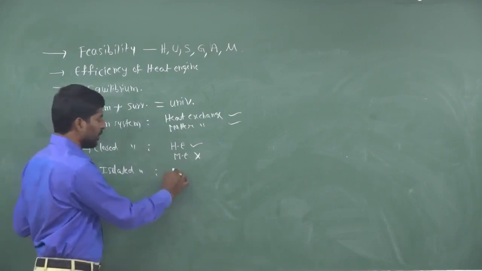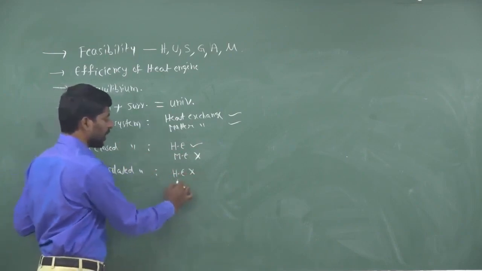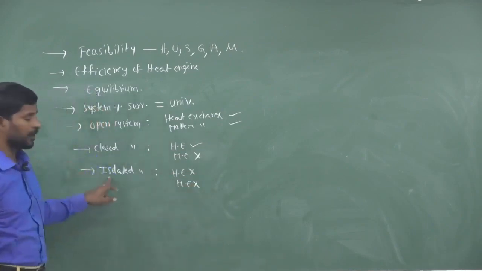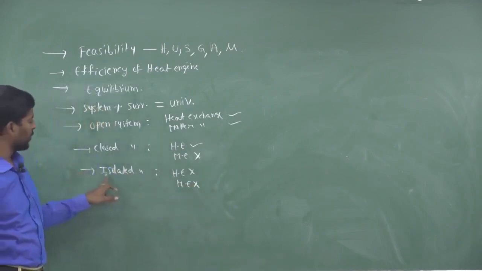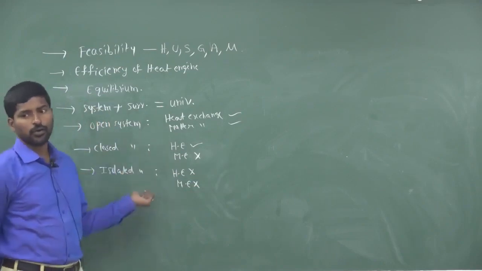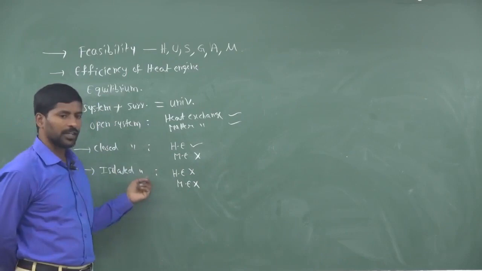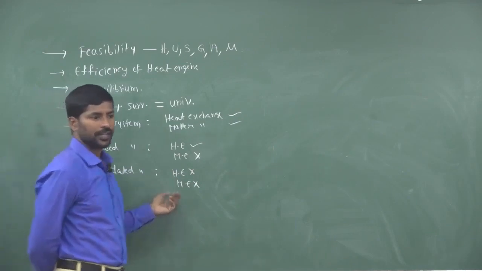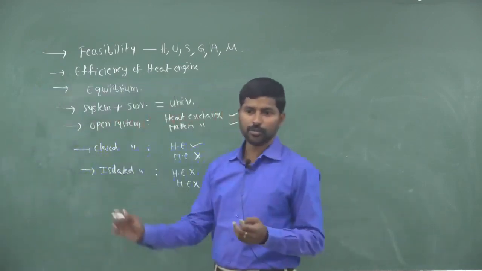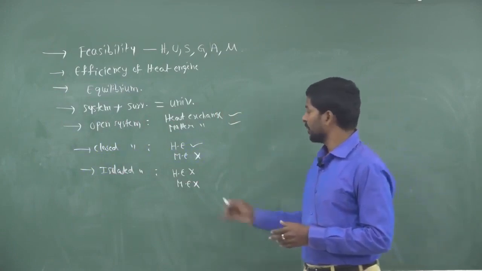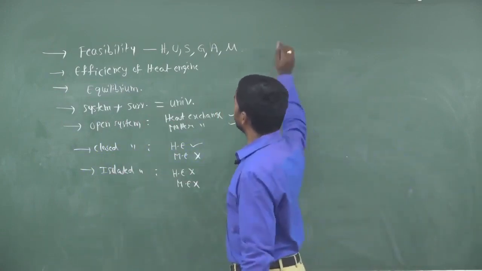Isolated system. Neither exchange of heat nor matter between system and surroundings, that is called isolated system. Here we may take an insulated vessel. The vessel doesn't allow flow of heat through it. The example is hot water present in an ideal thermos flask. Ideal thermos flask means no exchange of heat between system and surroundings. So this is the isolated system.